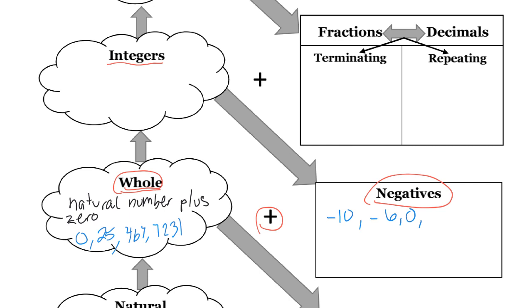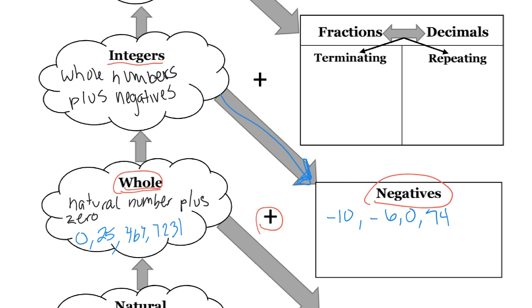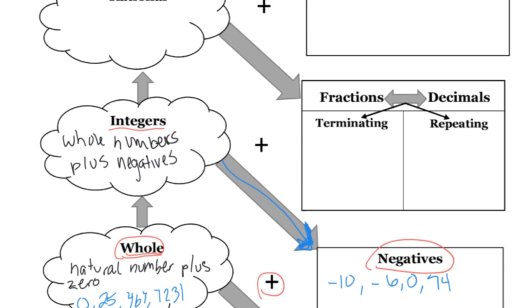What about 74? Should we include 74? Yeah, because it's a whole number. So integers are whole numbers plus negatives. And I'll just be putting the examples in these side arrows now. So all the examples instead of at the bottom are just going to be in the side arrow because now I have more room. All right, so let's look at the next one.